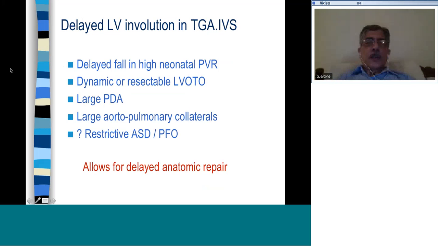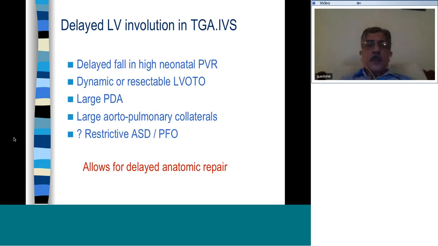And this happens in some situations where there's failure of regression of neonatal pulmonary vascular resistance. So the left ventricle remains prepared. If there's a dynamic or resectable left ventricular outflow obstruction, then the LV may remain prepared. If there's a large PDA, then there's sufficient volume loading and increased PA pressure. If there are large aortopulmonary collaterals, again, there's increased pulmonary blood flow, and the resultant increase in PA pressure may lead to a preservation of the left ventricle. And sometimes if the ASD is restrictive and there is a small PDA, in that situation also, the left ventricle may not regress. And in these situations, one has the opportunity of doing an arterial switch operation even later.